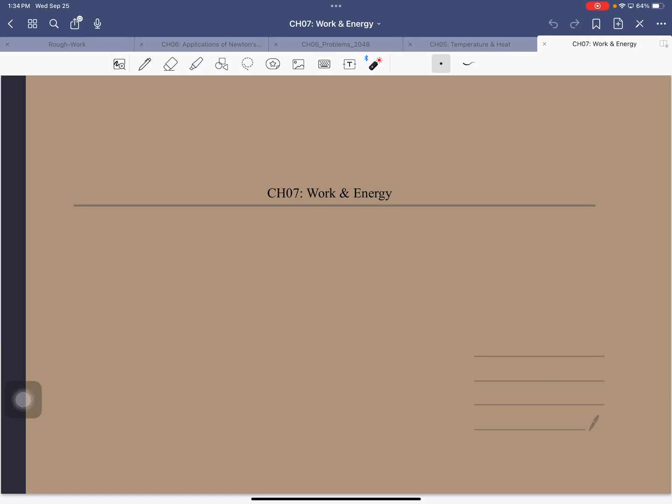Okay, so in this chapter, we'll talk about work and energy. So let's say this person pushes this object and does work on this object. When you do work on an object, what you're doing is you're transferring energy to that object. So work is a means of transferring energy from one object to another object.